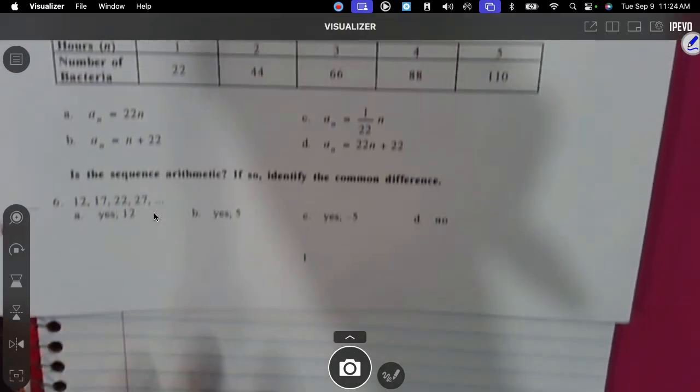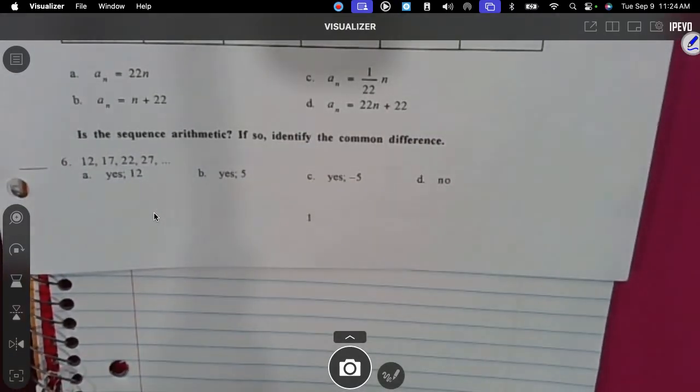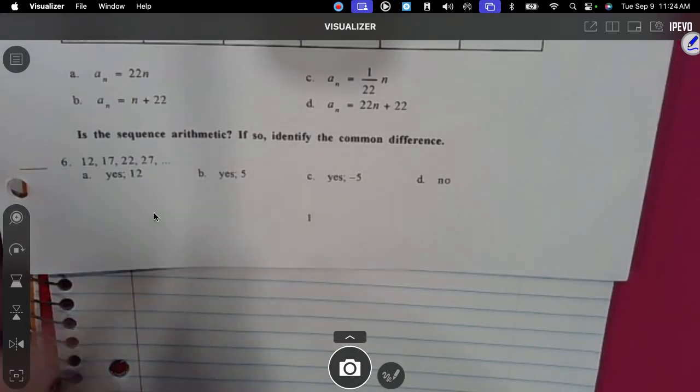That would be your previous term. You would add 22. Is this arithmetic or no? Yes, because you are adding 5. So your answer is B. Everybody good with that one? These from here out, I think these are easier.